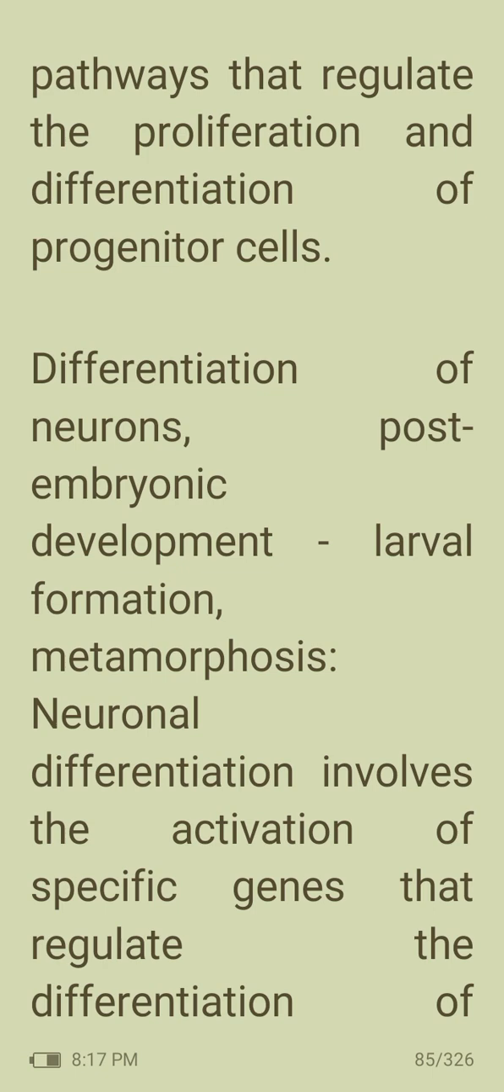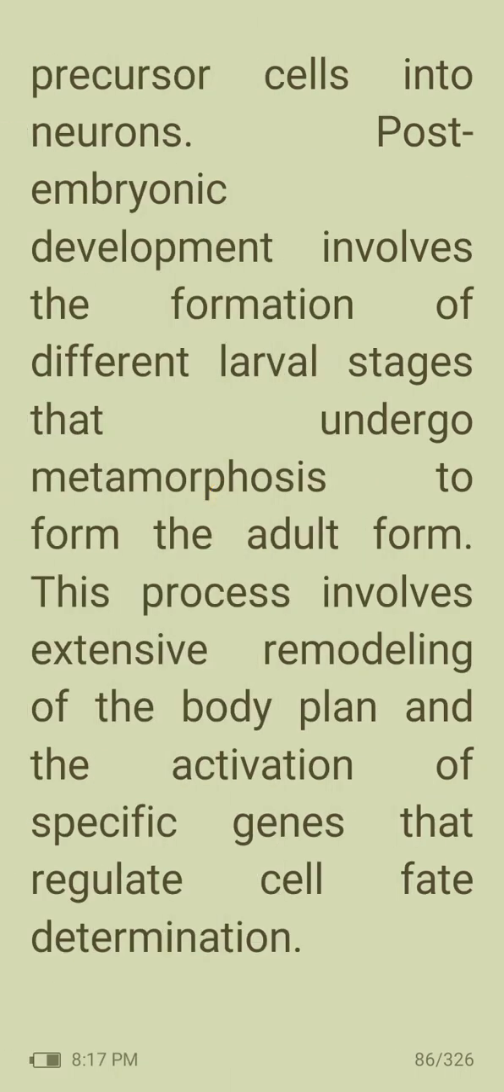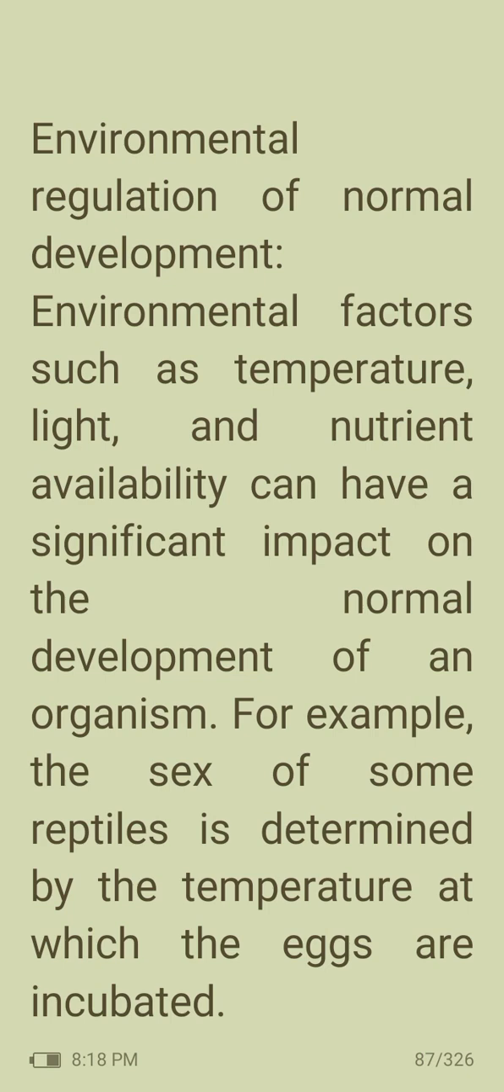So, differentiation of neurons, post-embryonic development, metamorphosis. Neuronal differentiation involves the activation of specific genes that regulate the differentiation of precursor cells into neurons. Post-embryonic development involves the formation of different larval stages that undergo metamorphosis to form the adult form. This process involves extensive remodeling of the body plan and the activation of specific genes that regulate cell fate determination.